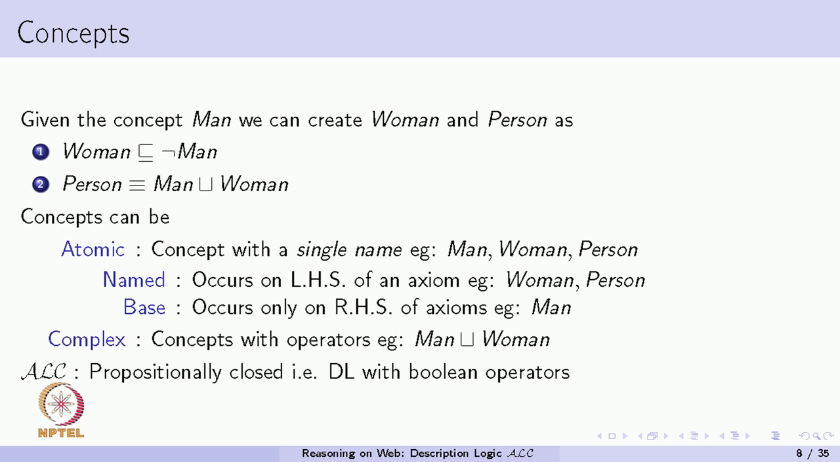So, concepts can be either atomic, which means they do not have any definition. They can be named, which means that they are defined by some description on the right hand side, or they can be the base which occurs on the right hand side to define named concepts, or they can be complex concepts which use the concept forming operators. So, this language ALC is propositionally closed in the sense that everything that you can do in Boolean logic in terms of complement, union, intersection and those things can be done in this language.